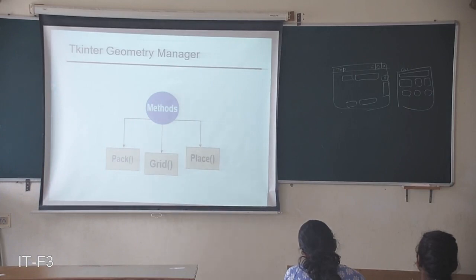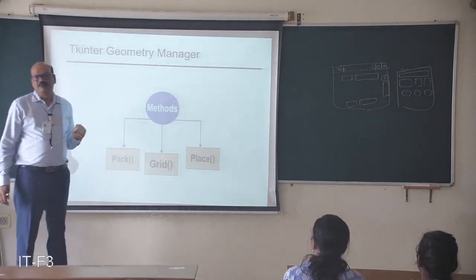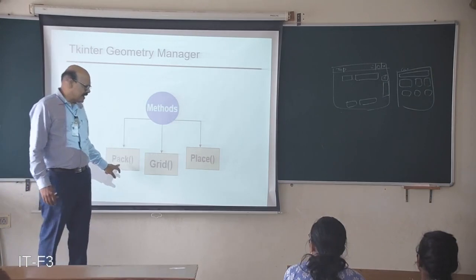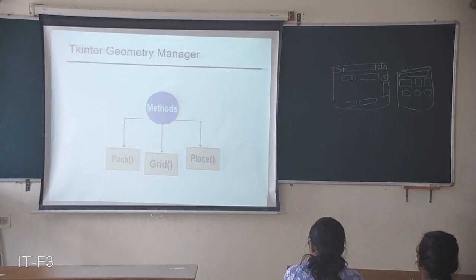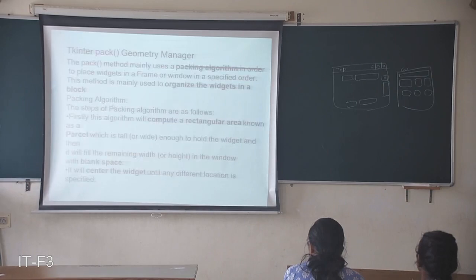For organizing them, three different types of organizing techniques are available in Python. The first one is called pack, the second one is called grid, and the third one is called place. These are the three geometry manager classes that are available in the Tkinter package. These three classes allow us to format the GUI interface in different ways. First, let us discuss the first geometry manager, which is called pack.